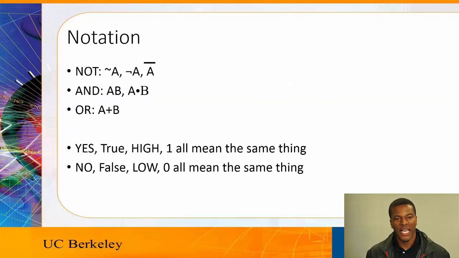Here are the notations for the most common logical operations: not, and, or. As you can see, and looks very similar to some multiplication notation that you've seen, and or looks very similar to addition. And the main thing to keep in mind is that we're only analyzing between two states. Yes, true, high, 1 all mean the same thing, and no, false, low, and 0 all mean the same thing.